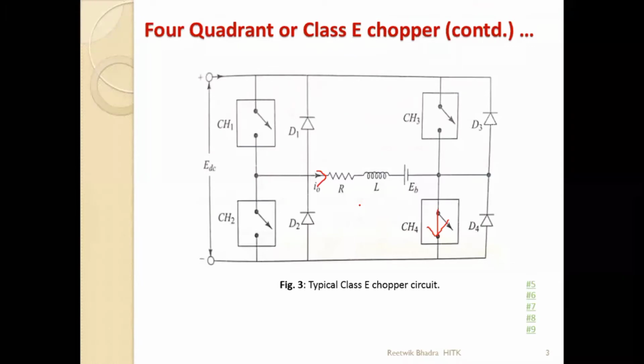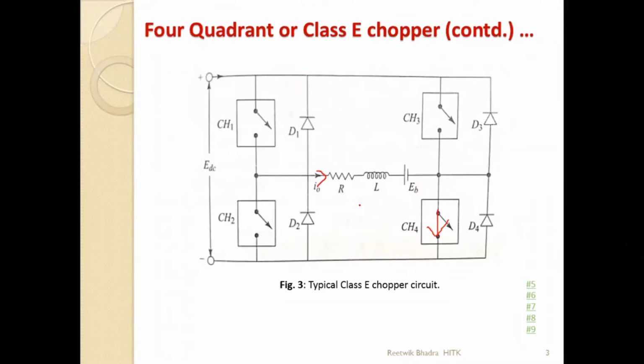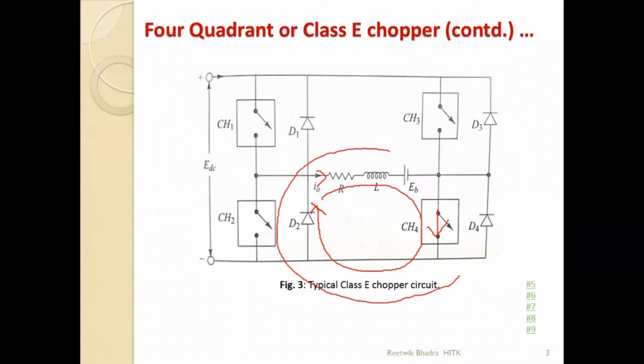D4. D2, D2. See, current will flow in this direction, go in this direction, through D2. Through D2 it will complete a path through this CH4. So only this part of the circuit remains now while discharging.